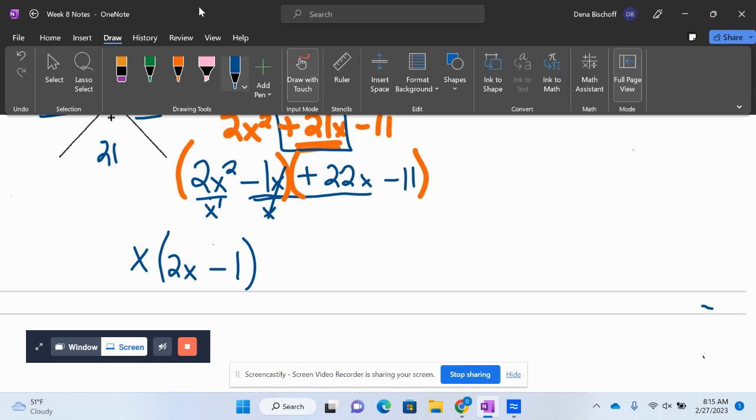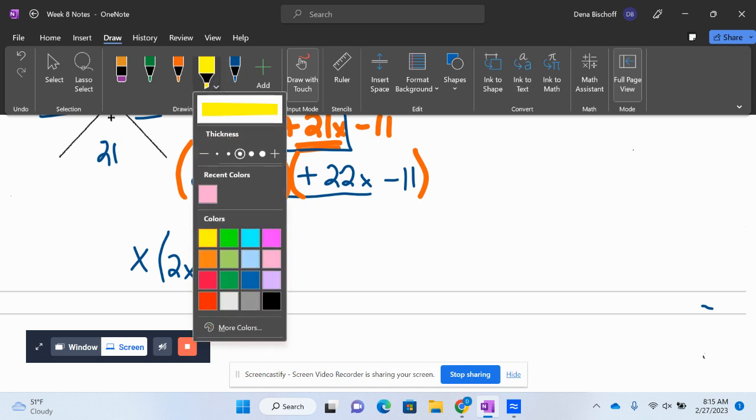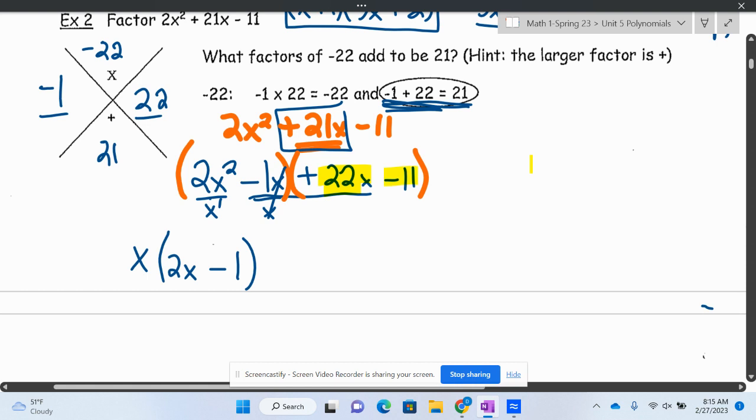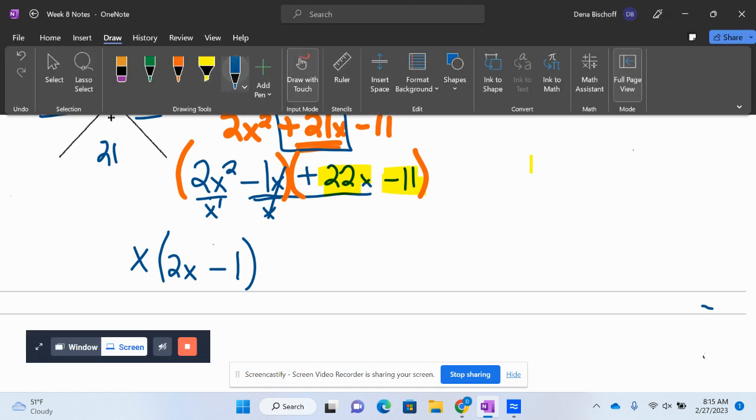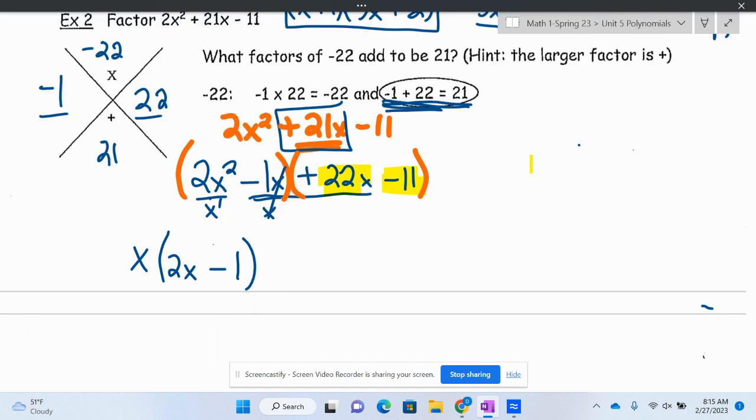What is the greatest common factor between 22 and negative 11? Yes, it is negative 11, but really, since they're both not negative, I'm going to take out a positive 11. So let's do that. I'm going to divide this side by 11, and I'm going to divide this side by 11. So 22x divided by 11 gives me, well, let's see, 22 divided by 11 is 2, and the x comes along for the ride. Negative 11 divided by positive 11 is negative 1.